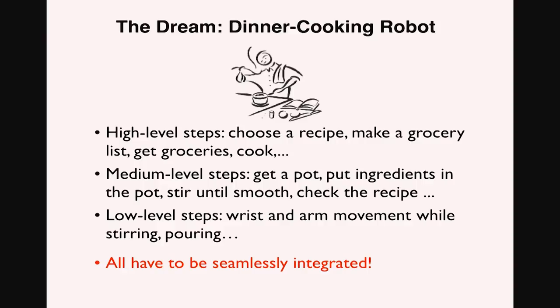Even if you think of something as simple as cooking dinner, there are all kinds of levels of reasoning that need to be integrated. There are some high-level decisions, like which recipe do you want to cook tonight? And then there are some mid-level decisions. If you pick the recipe, now there's some executing, picking bowls and putting pots on the stove and so on.